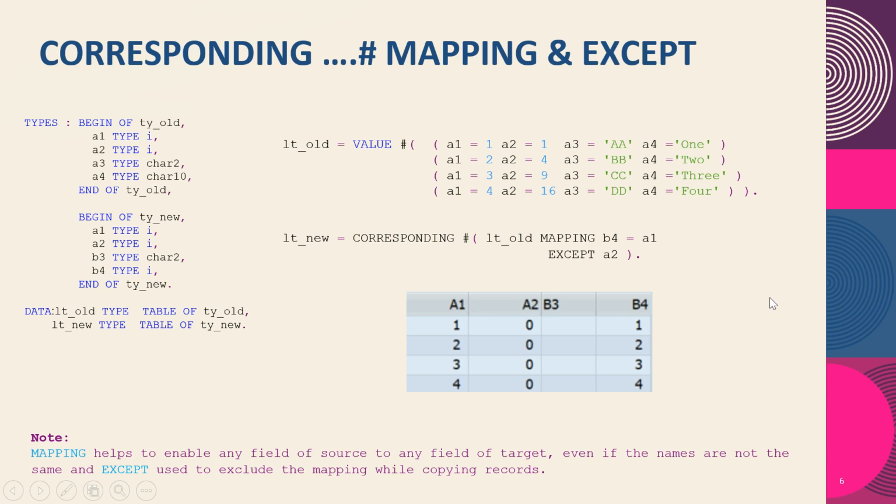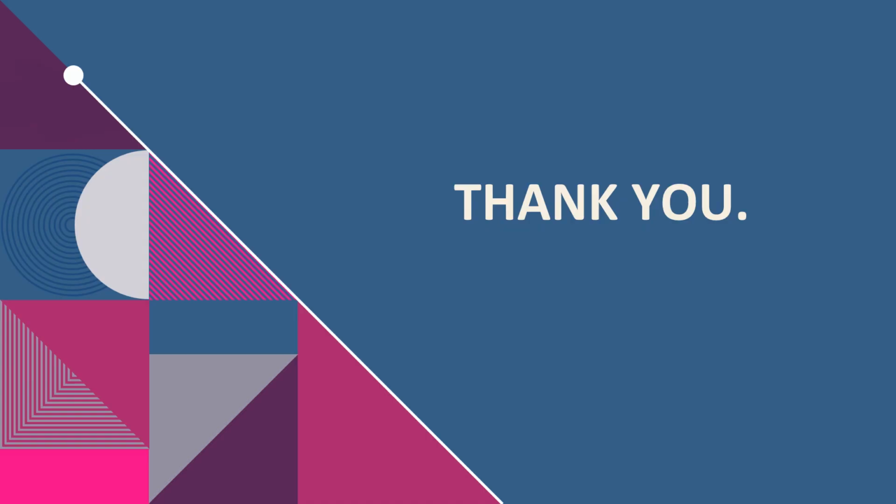So mapping helps to enable any field of the source to any field of the target. Which field of the source goes to which field of the target. Even if the names are not the same, it is still fine. You can see A1 and B4 are not the same, still you can map. And mapping takes precedence. EXCEPT is used to exclude the mapping while copying the records. So this is how in CORRESPONDING we can use mapping and EXCEPT to do our own mapping, regardless of whether the column names are the same or not, and exclude any field from mapping.